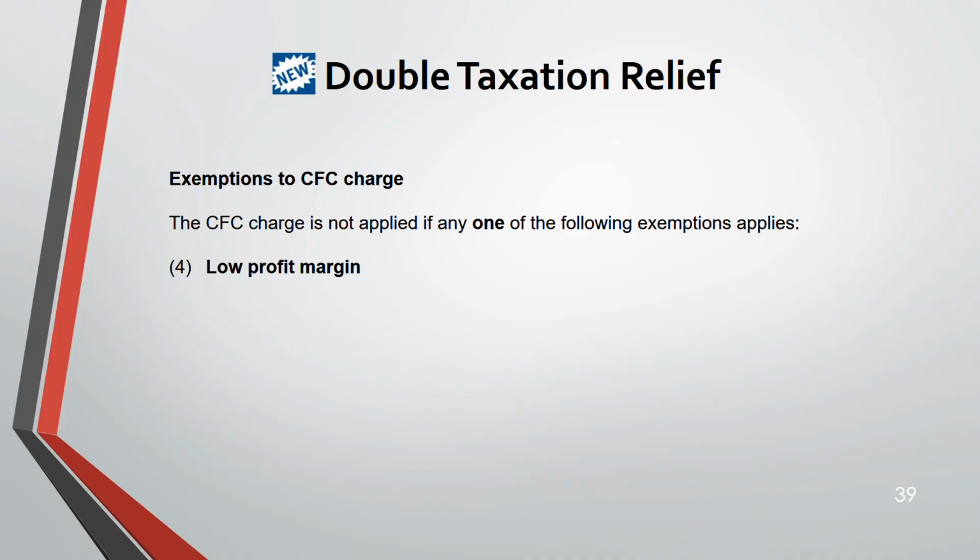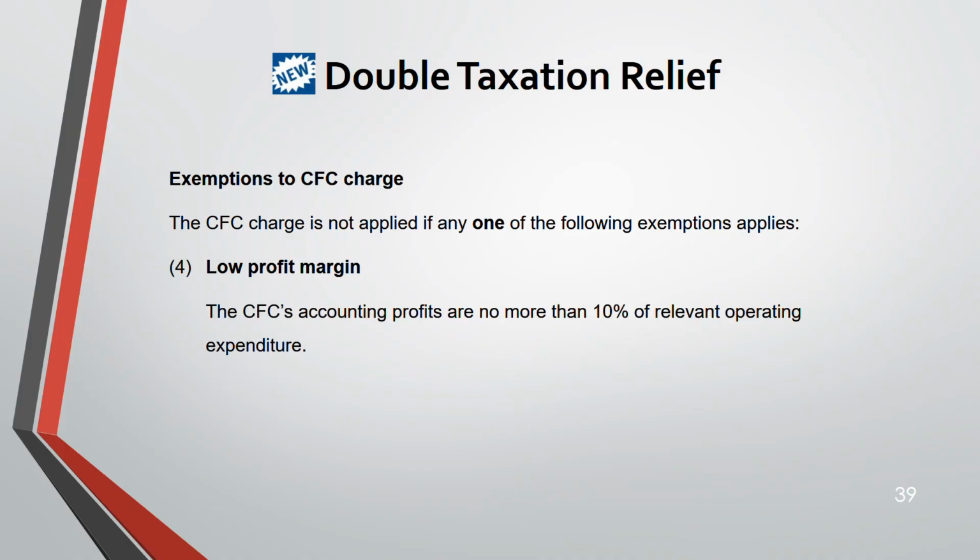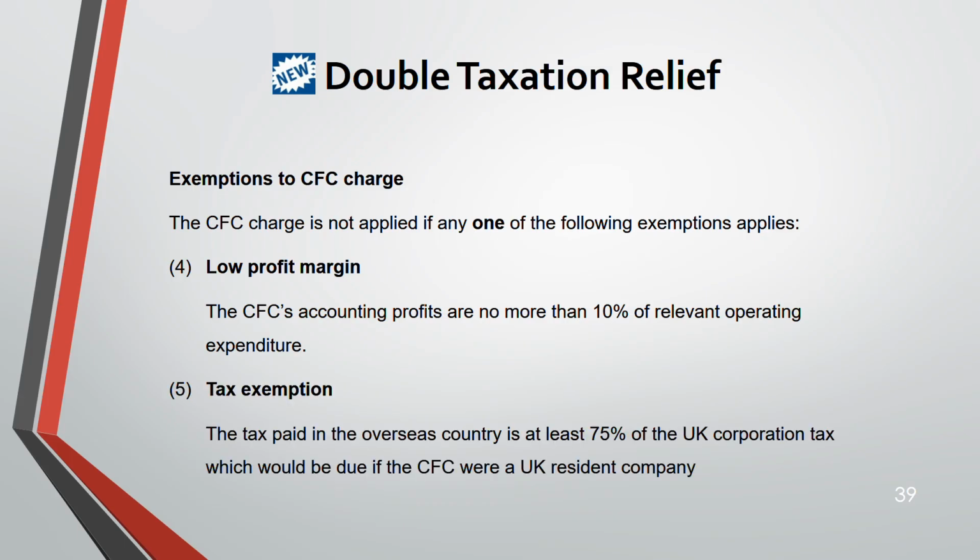The fourth one, low profit margin. The CFC's accounting profit is no more than 10% of the relevant operating expenditure. Your accounting profit of the CFC should not be more than 10% of your operating expenditure. Tax exemption. The tax paid in the overseas country is at least 75% of the UK corporation tax that would be due if the CFC were a UK resident company. That means whatever overseas tax you are paying in overseas countries is at least 75% of the UK corporation tax if the CFC were a UK resident company.